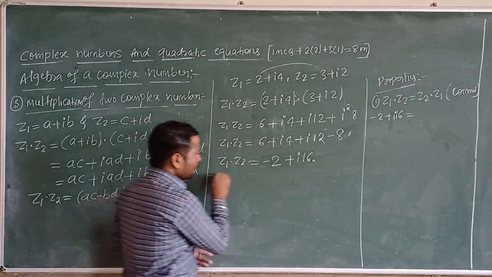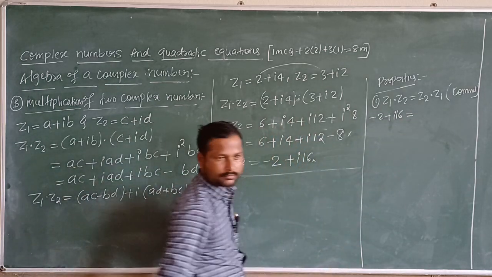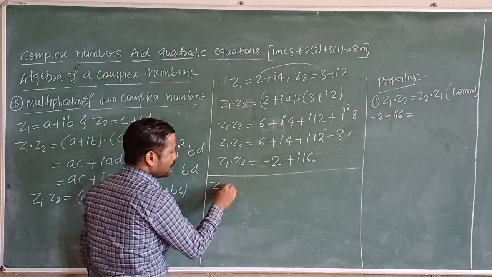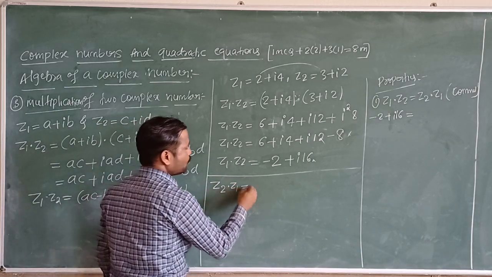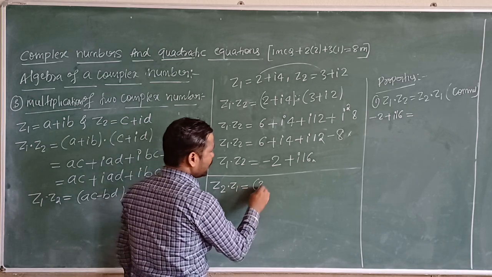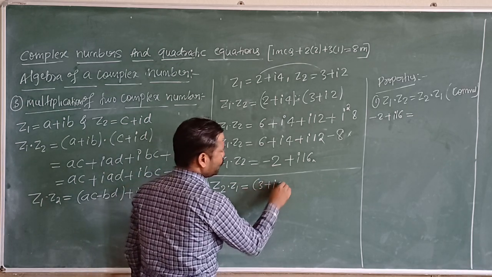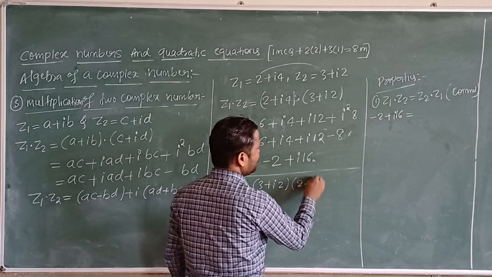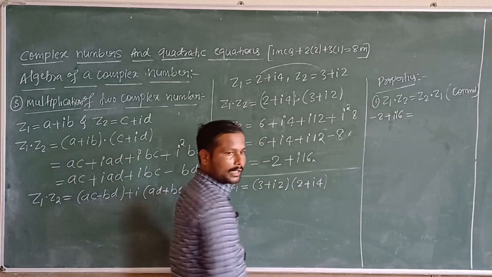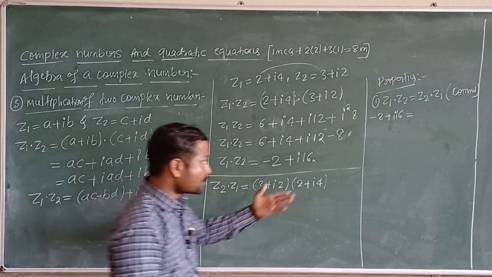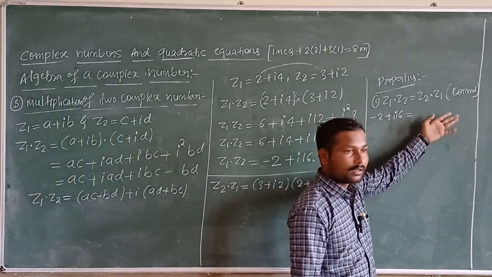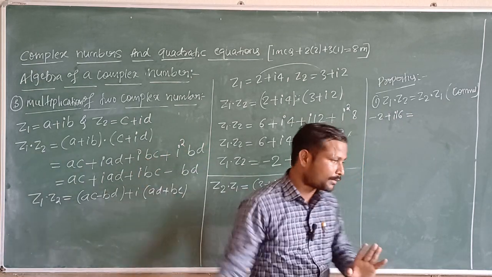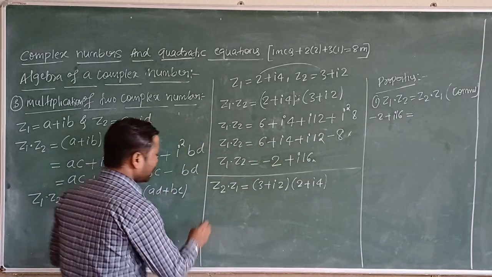I have no idea, so I will do Z2 into Z1. Here Z2 into Z1 now. Okay, take here Z2 into Z1. What is Z2? That is 3 plus I2. Okay. What is Z1? 2 plus what? That is I4. Right? I will multiply in reverse. If the answers come the same, what did I understand? The commutative property is satisfied under multiplication. Otherwise it is not satisfied, right?